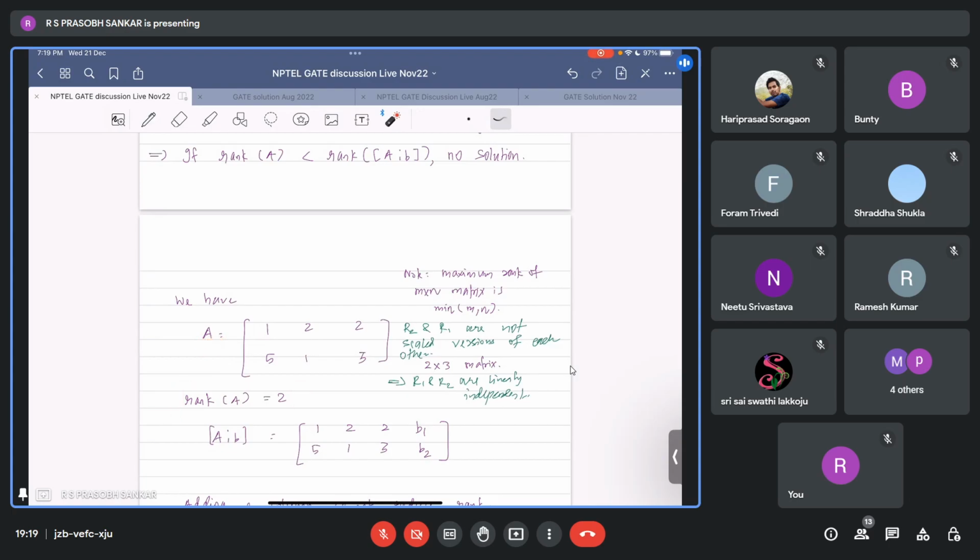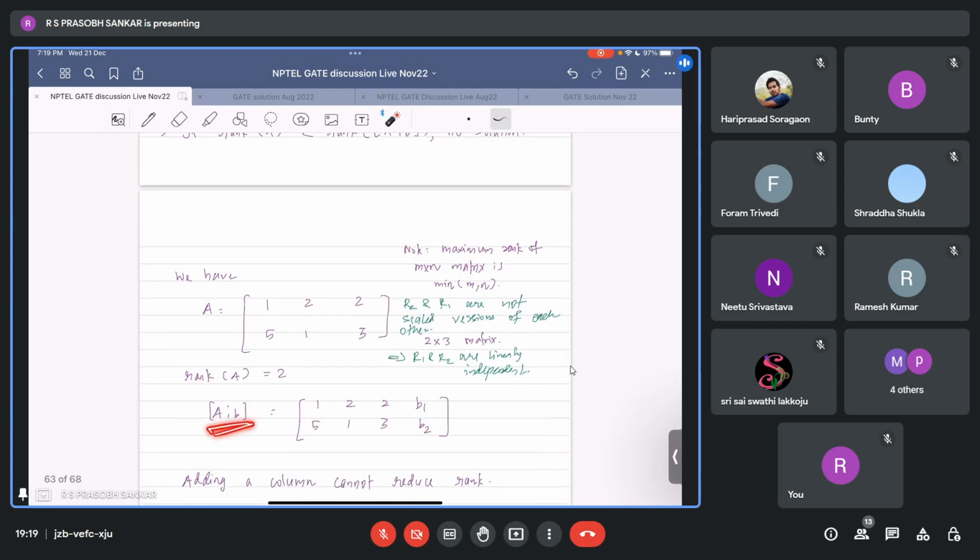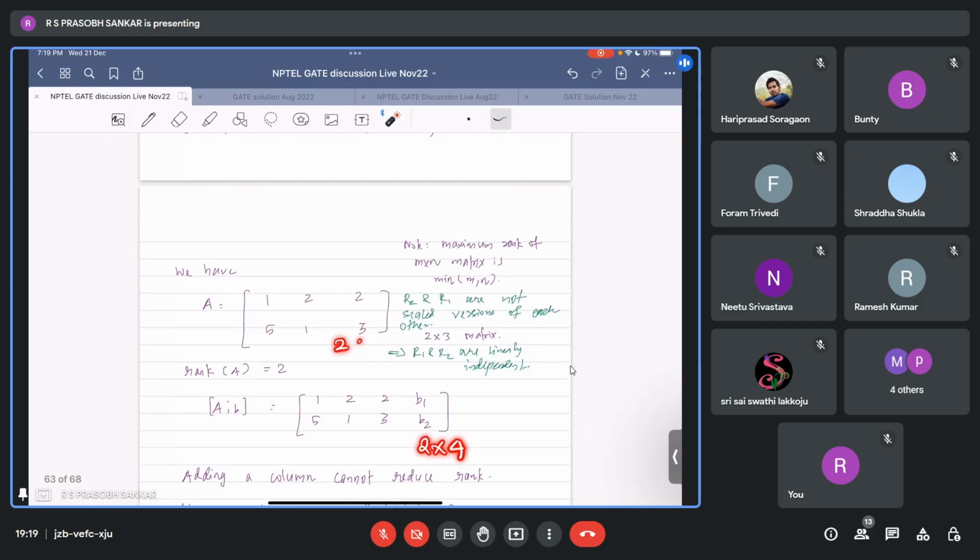Now, what do we want? We need to find what is the rank of this augmented matrix. And this augmented matrix is like this. We have the same A matrix 1, 2, 2, 5, 1, 3. And we add this B1, B2 as the last column. Now, this is a 2 cross 4 matrix, whereas this was a 2 cross 3 matrix. So we have a result.